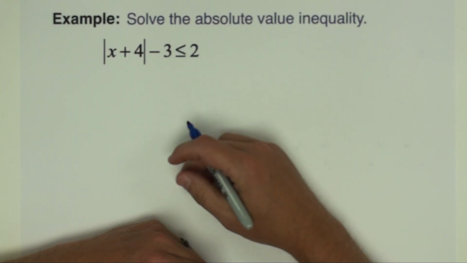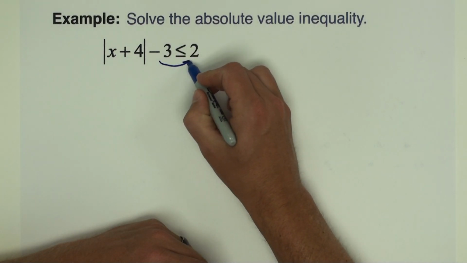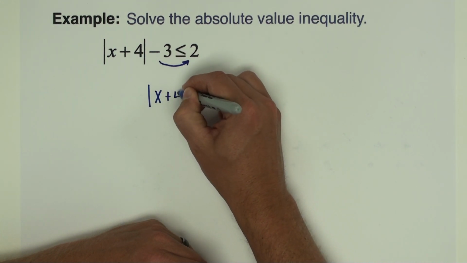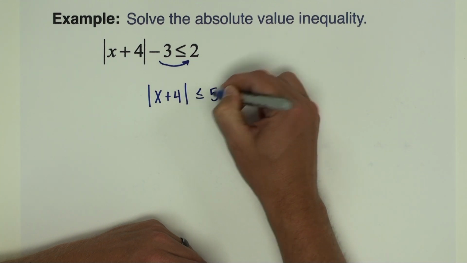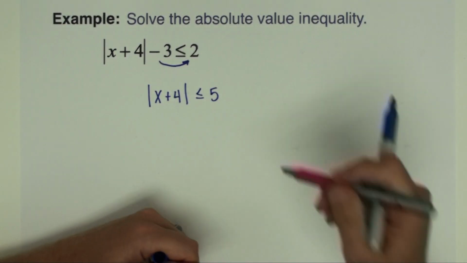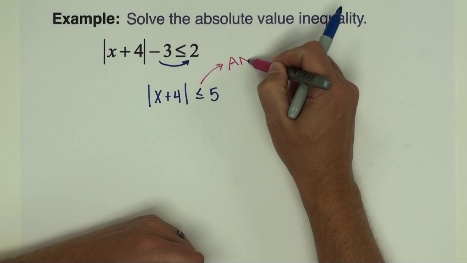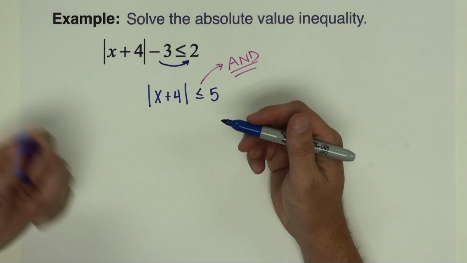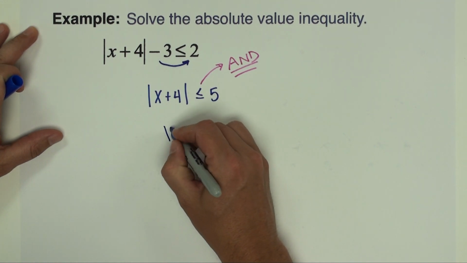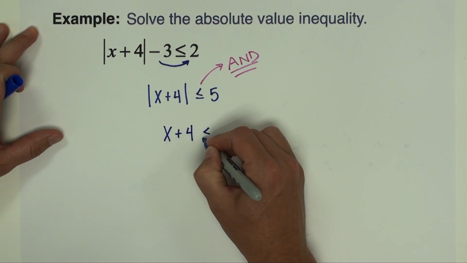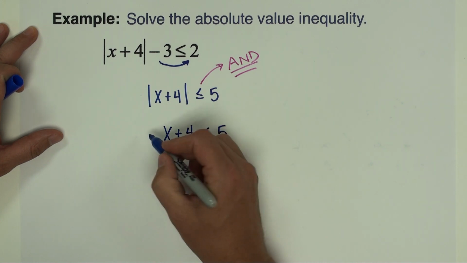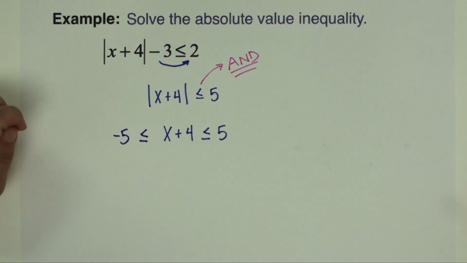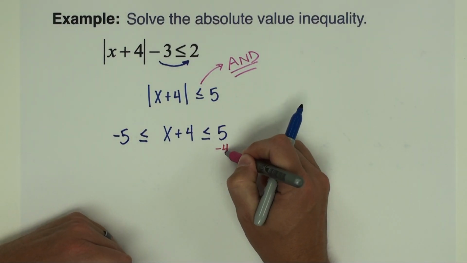All right, our next problem. First thing I notice is this minus 3 needs to move over to the opposite side, so I'm going to add that 3. So I have absolute value of x plus 4 is less than or equal to 5. Now, because this is a less than, this tells me that this is an and statement, compound inequality. When it's an and statement, I'm going to write one long inequality. So I want x plus 4 is less than or equal to 5, and it's greater than or equal to negative 5. Okay, all I need to do is subtract 4 from both sides.